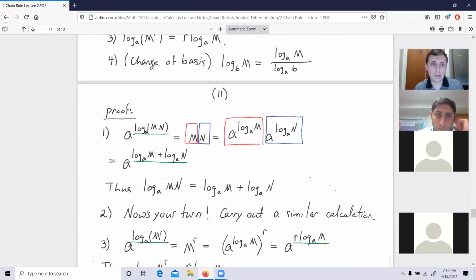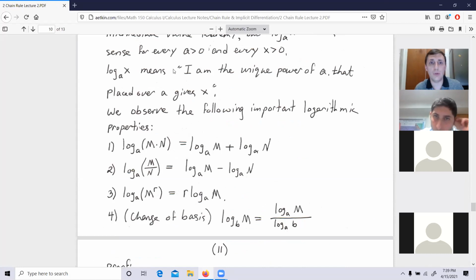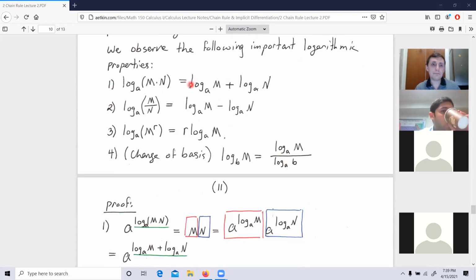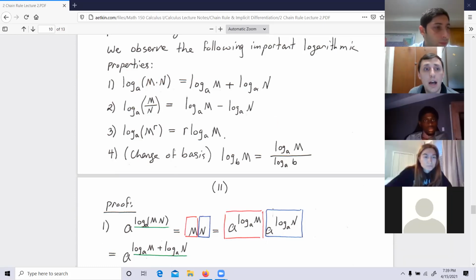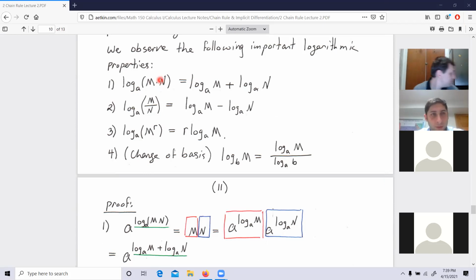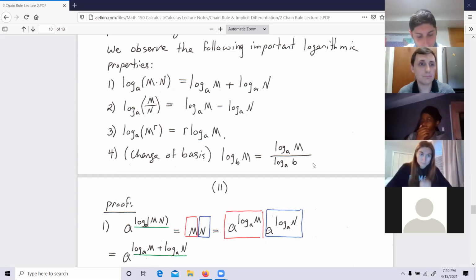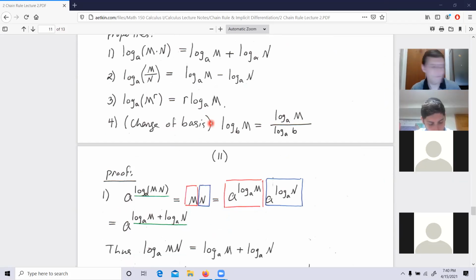So here is what we're going to try to prove. Number 1. How do I prove it? All I know about this expression is that if I place it on top of a, I will get m times n. So a to the power of log base a of m times n will give me m times n. Do you agree?